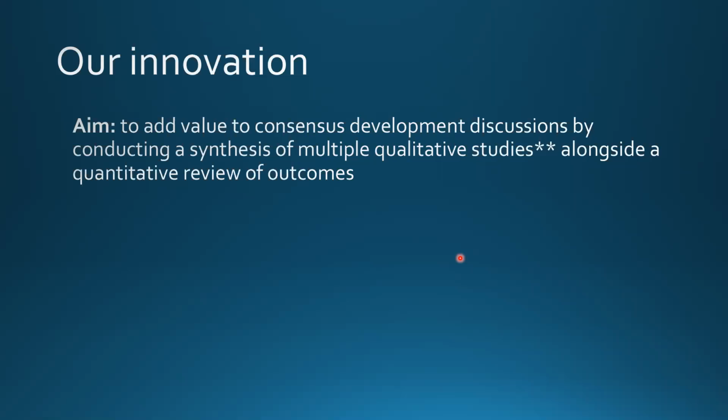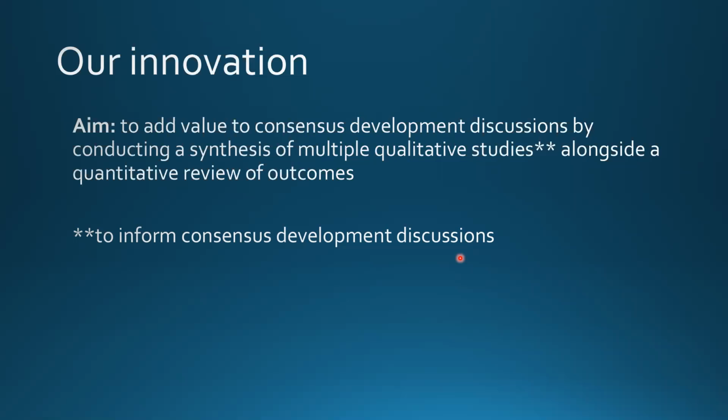Okay, so rather than doing the qualitative primary study, we thought, okay, we're going to look at all qualitative studies that we can find on stakeholders' perspectives of neonatal care, NICU care, okay? And there's a little asterisk beside multiple qualitative studies, because the important thing to remember here in this process is that we were doing a qualitative review to inform consensus development discussions, okay?